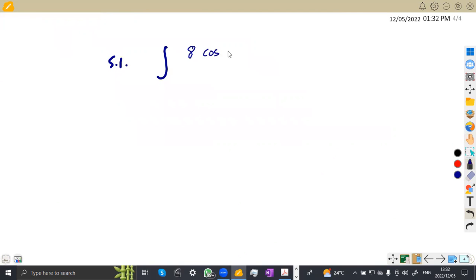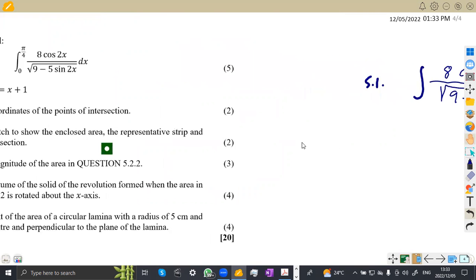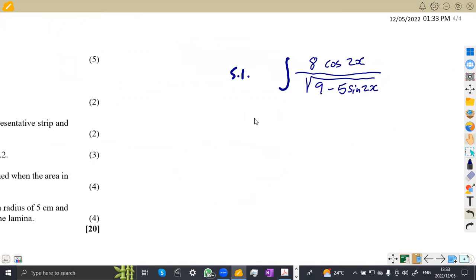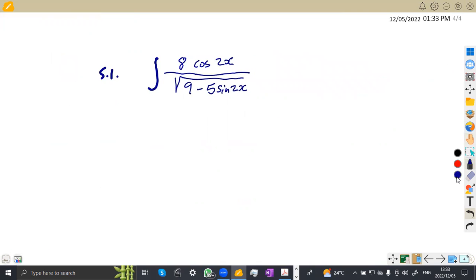So this is 8 cos of 2x, everything over the square root of 9 minus 5 sine 2x, and we're given the limits from 0 to pi over 4. Whenever you're given the limits, that means we are supposed to apply the upper limit minus the lower limit. By looking at the question, we have some familiar things in the numerator and the denominator, so you can at least try to apply the substitution method here.